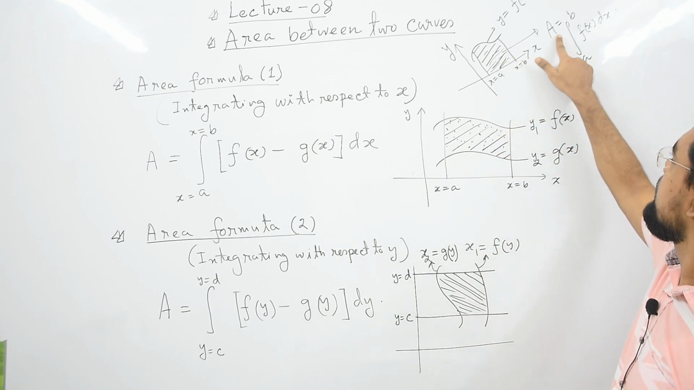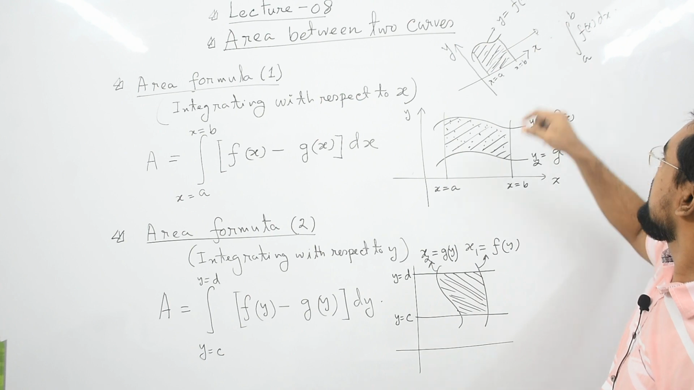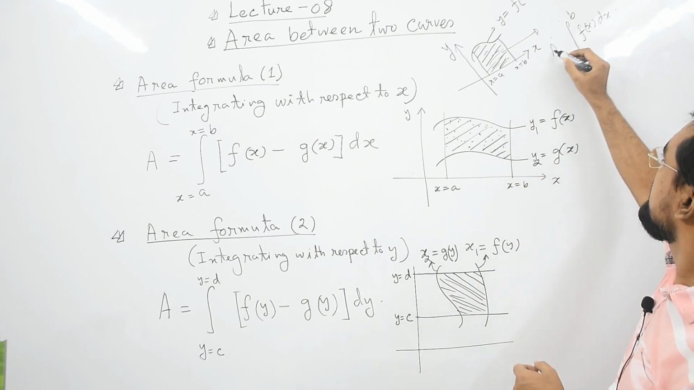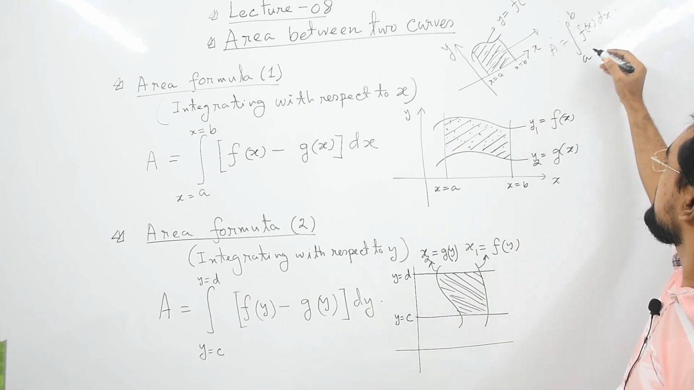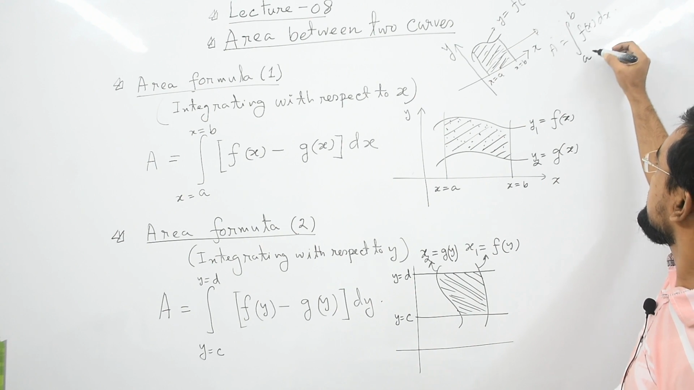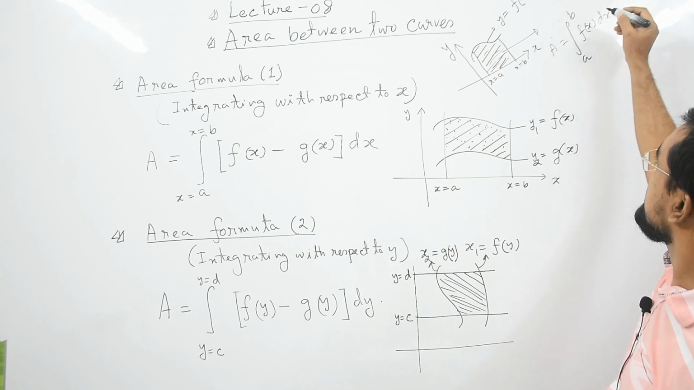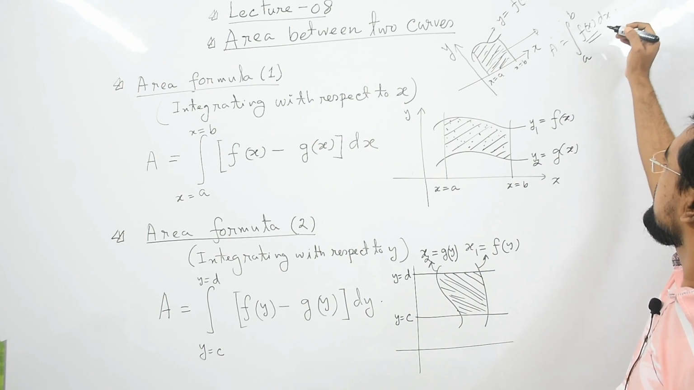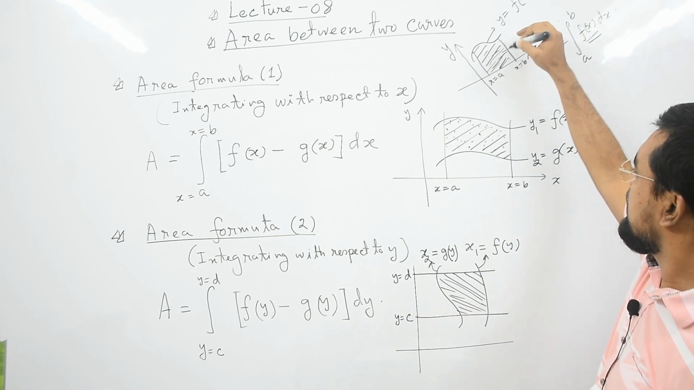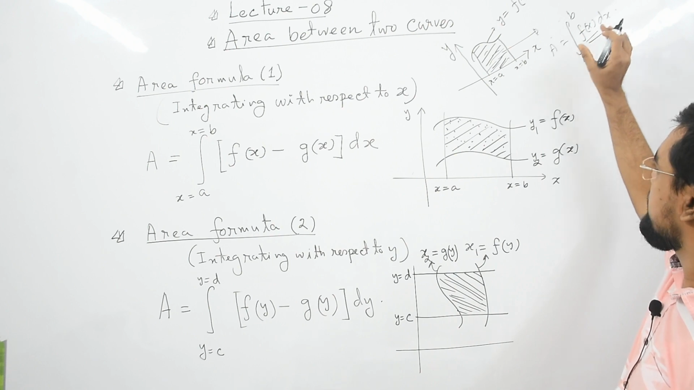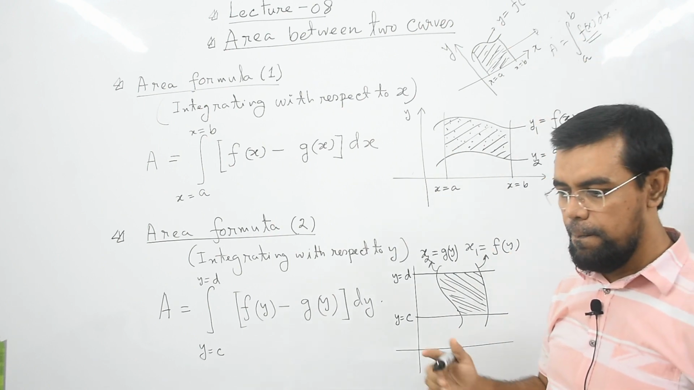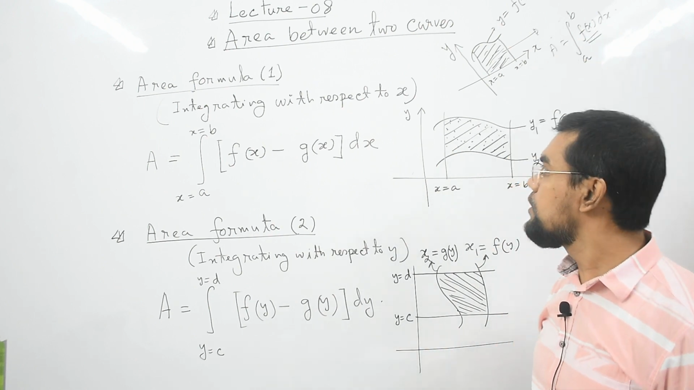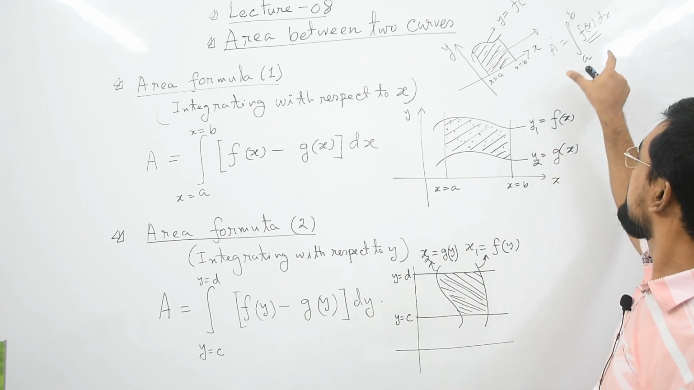So the first question is where this formula comes from. Area A equal integration, this is the lower limit of integration and this is the upper limit of integration, and this is our given function. So area under this curve is this formula. Now the question is where this formula comes from.